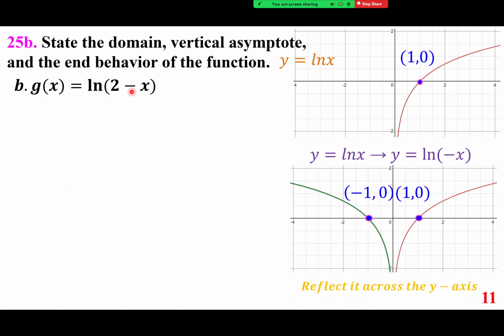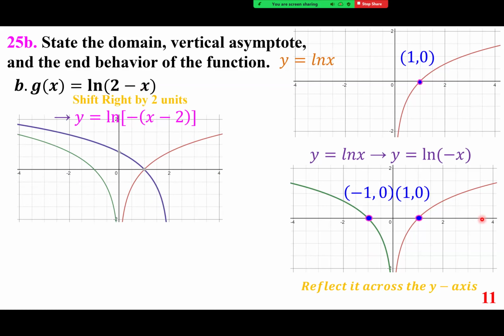I'm going to go back to this because I discussed minus x. I'm going to take the negative sign out, and I'm going to write it as ln of minus the parentheses x minus 2. And that clearly says, let's shift it to the right by 2 units. So we are going to shift this green one to the right by 2 units. When we do that, what happens is that this (-1, 0) goes back to (1, 0) again. Also, the vertical asymptote is x equals 2.